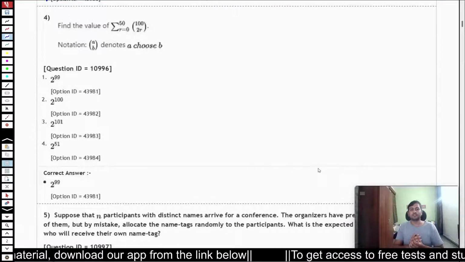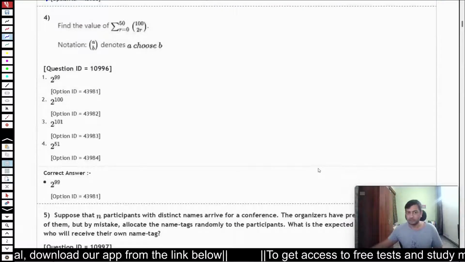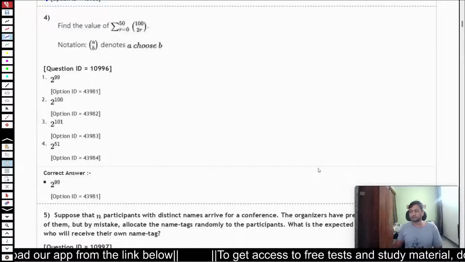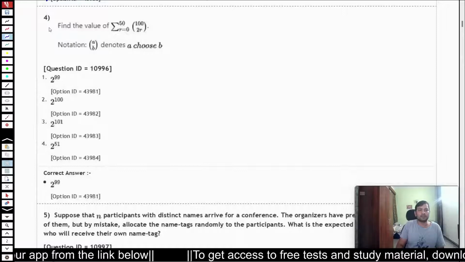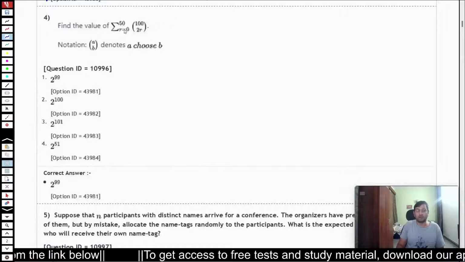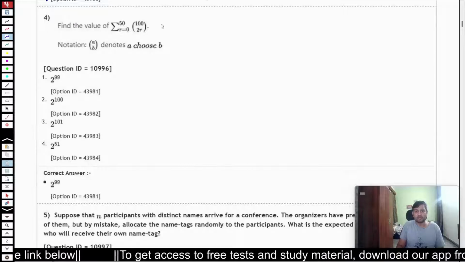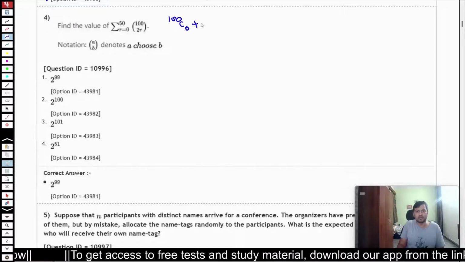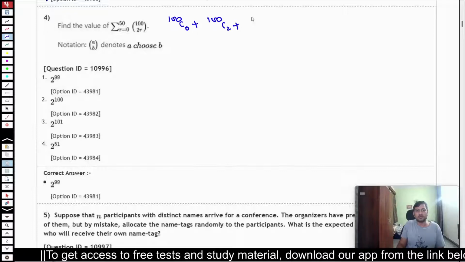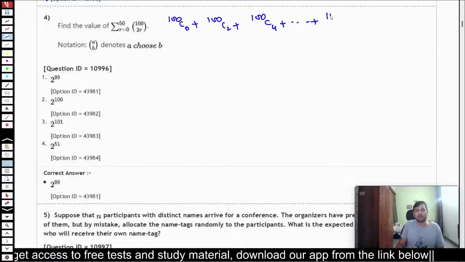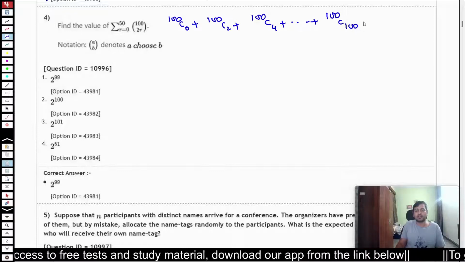Alright, let's move to fourth question. In the fourth question, we have the summation of 100C_r, where r goes over all the even values. So this is basically equal to 100C0 plus 100C2 plus 100C4 and so on till 100C100. So all the even powers.